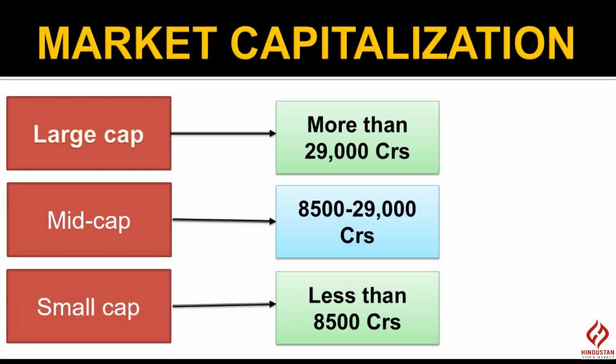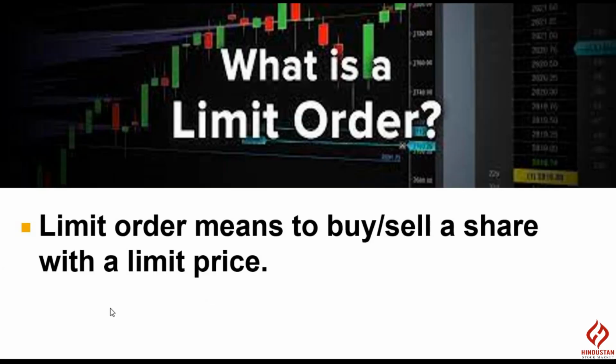So, for the big reputable companies who have been in the market for a long time, like Tata Motors, Maruti Suzuki, HUL, and all these companies are large cap companies. On the other hand, startups, new business, they are generally in the small cap range. And all these divisions are based on market capitalization. Let's move to the next term.